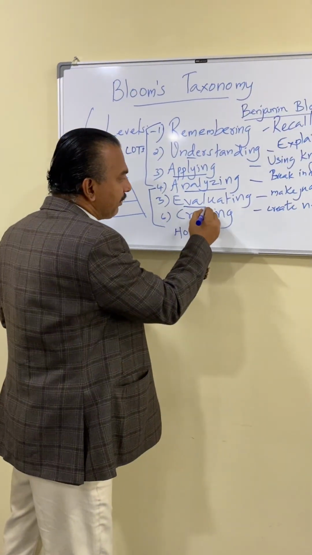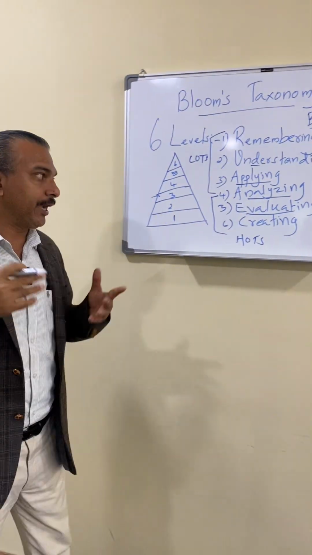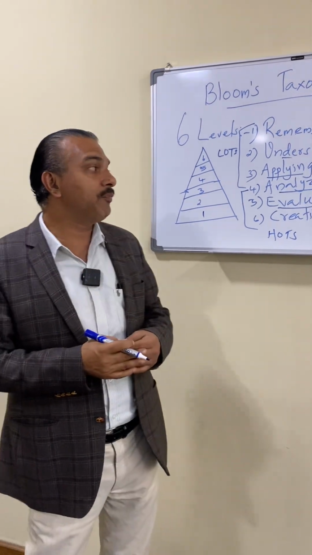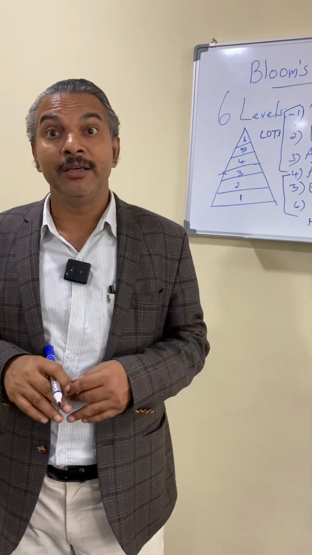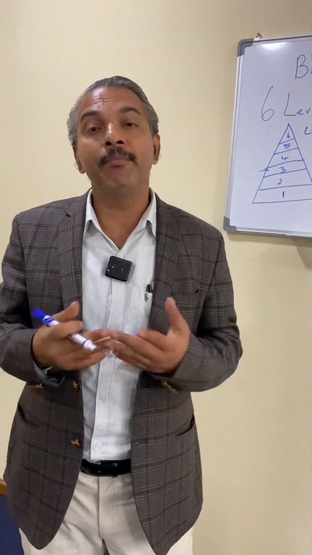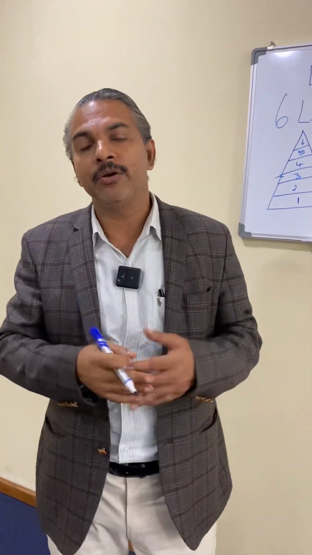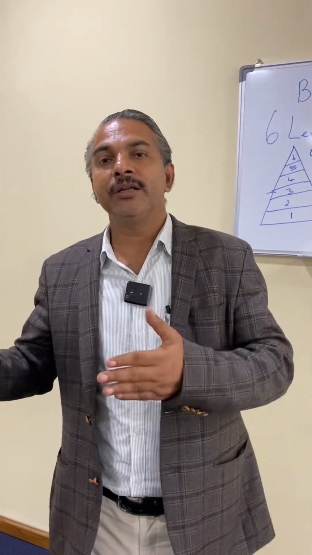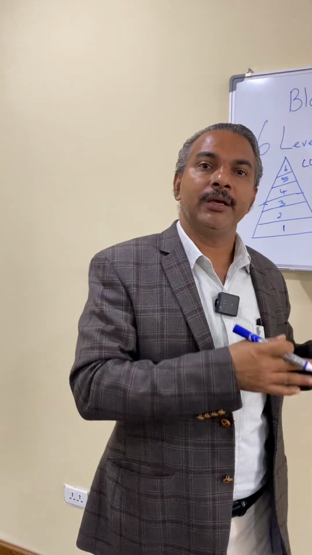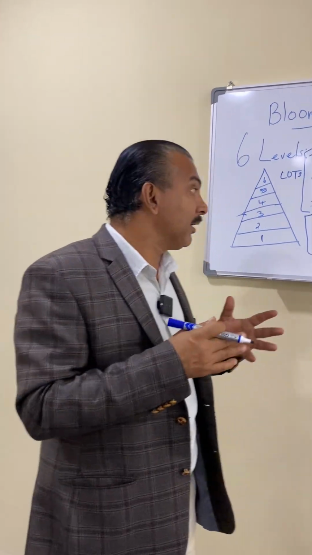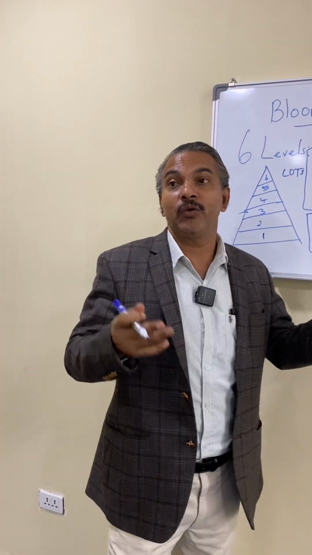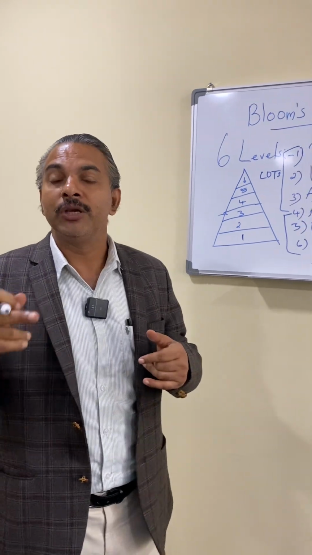The next level is the fifth, which is also higher than the fourth level, evaluating, where you make judgments, you differentiate, you contrast, you compare. You say water is different from acid, acid is different from liquid, liquid is different from ice. So you compare them, and also you make a judgment of why water is the superior or universal solvent.